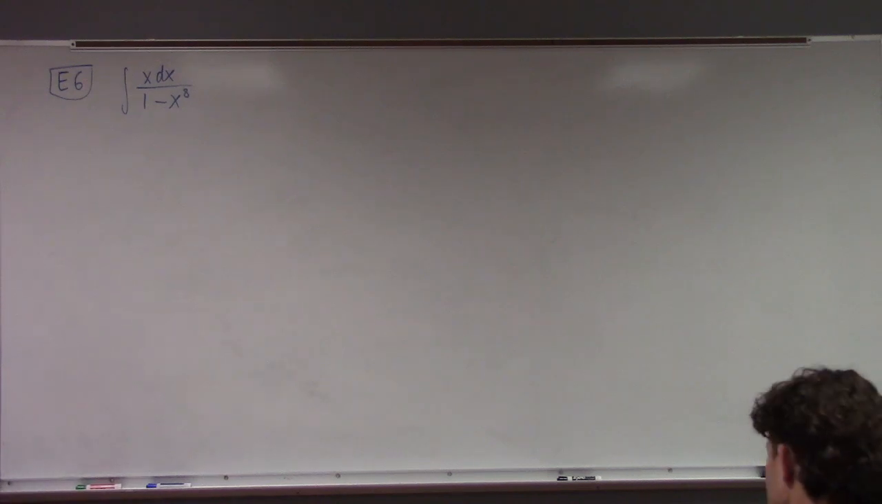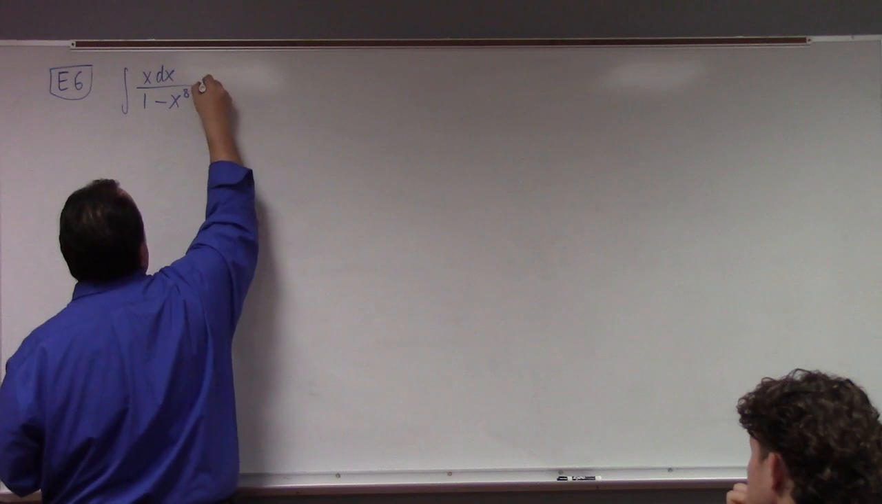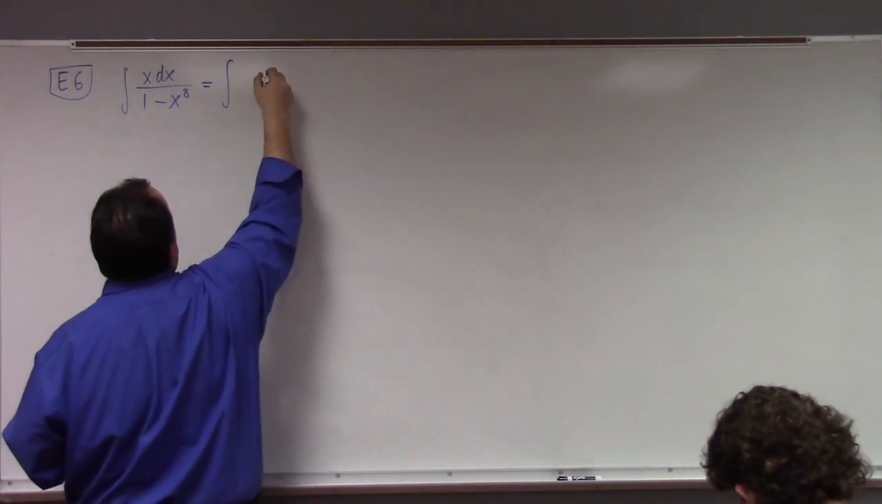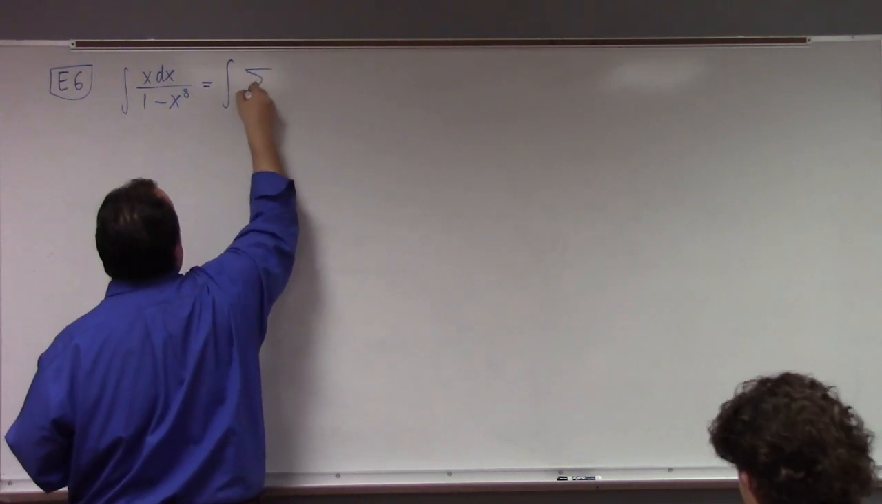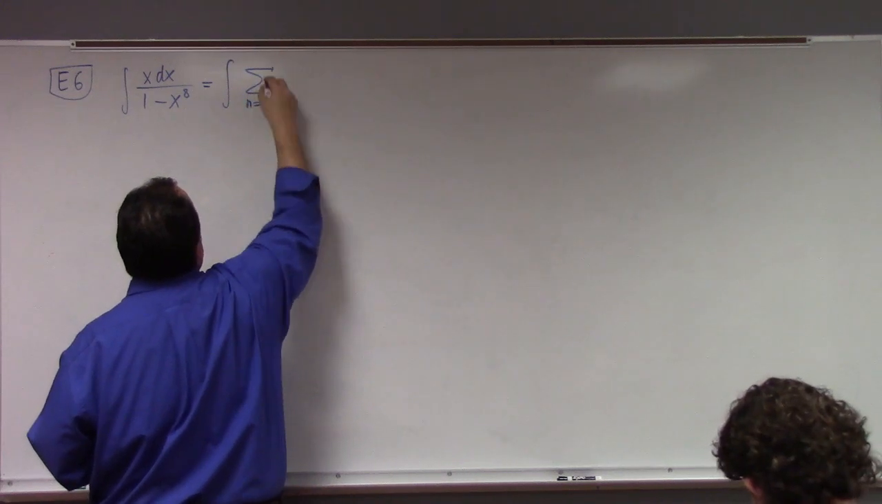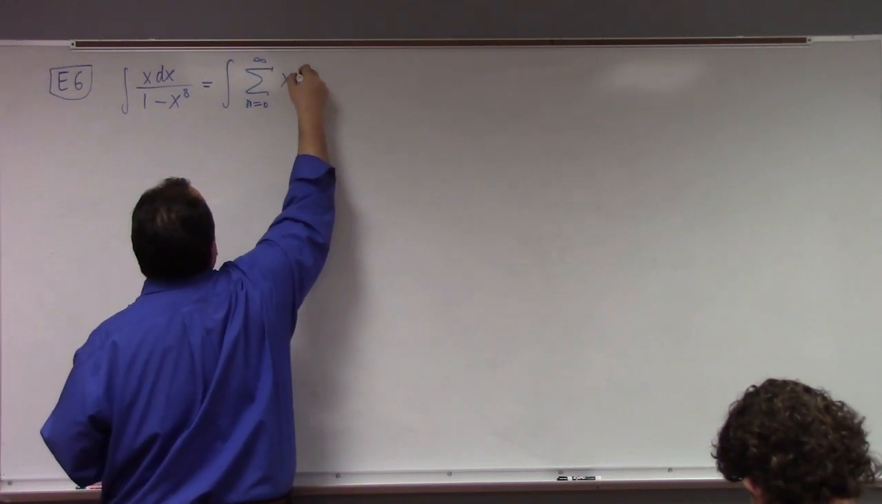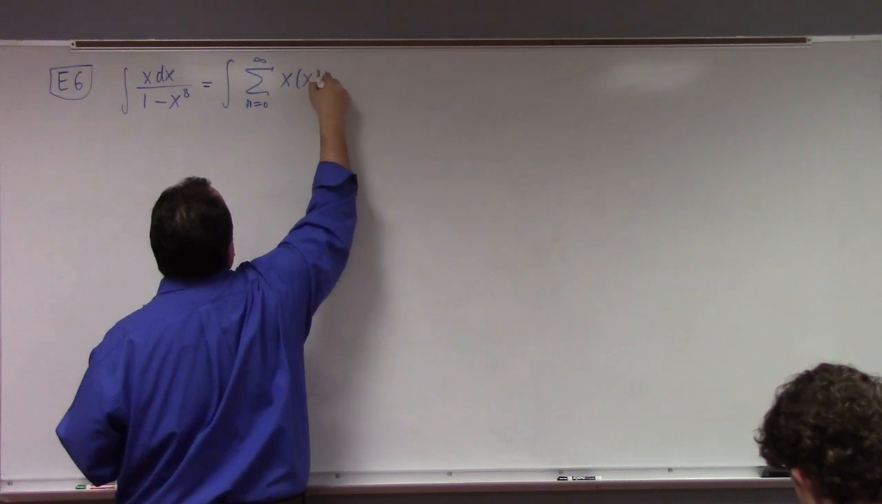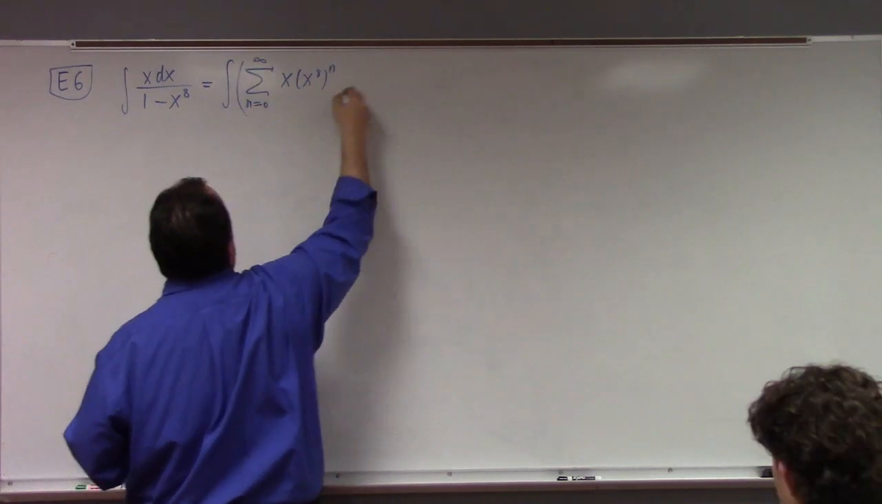can be done. It's just a matter of factoring and stuff. But there's an easier way now. See, because I can rewrite this as the integral of the sum n equals 0 to infinity of x times x to the 8th to the n power dx.